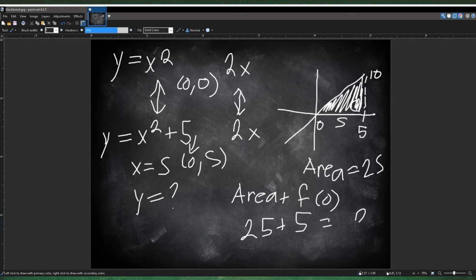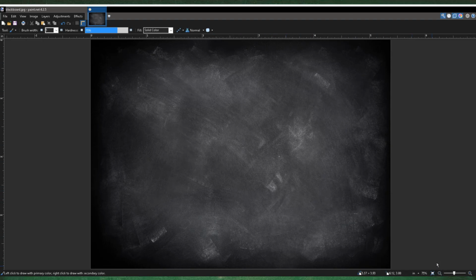So 25 plus 5 is 30. So the y value when x is equal to 5 for this equation is 30. Right? Which makes sense because when x is equal to 5, that's 5 squared, which is 25. 25 plus 5 is 30. And that is correct, basically. And that's the idea of having a displacement, like a practical way of using an integral.